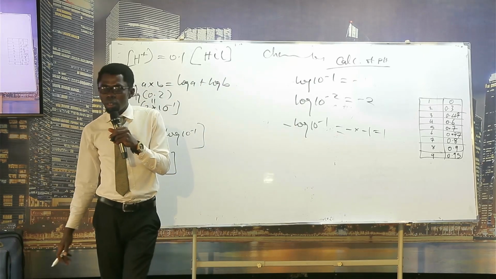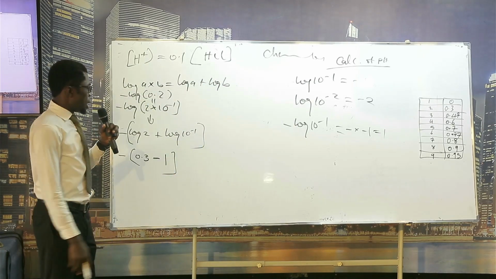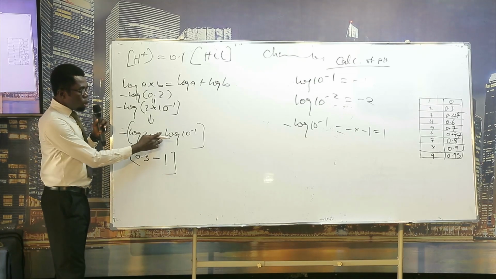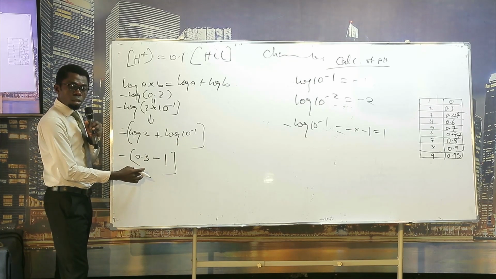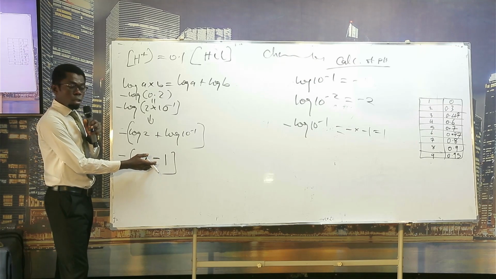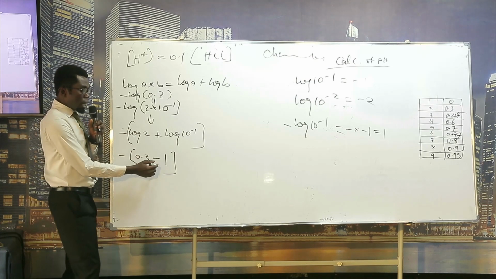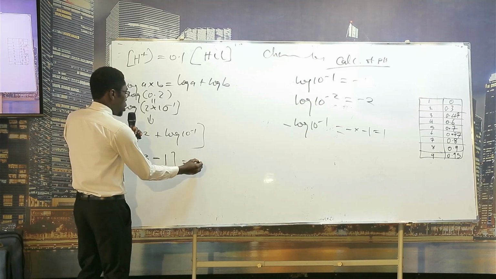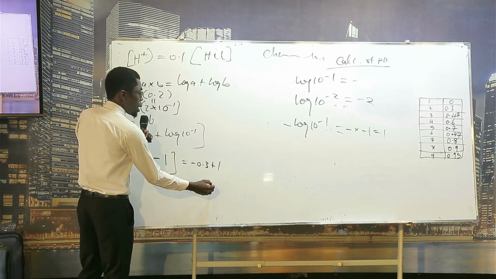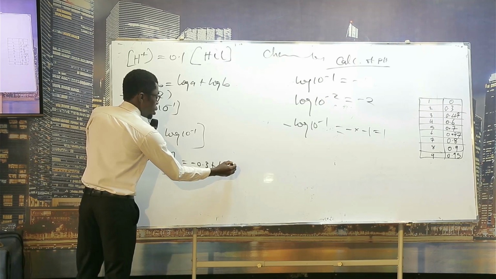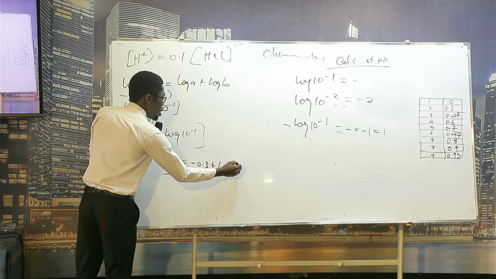Do you understand what I mean? Okay, well, let's come back here. Log 10 power minus 1 is what? Is it not minus 1? Log 2 is what? When you open the bracket, what do we have? Minus 0.3 plus 1, okay? What is your answer?